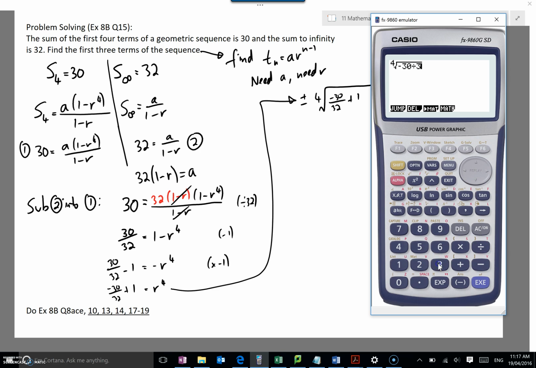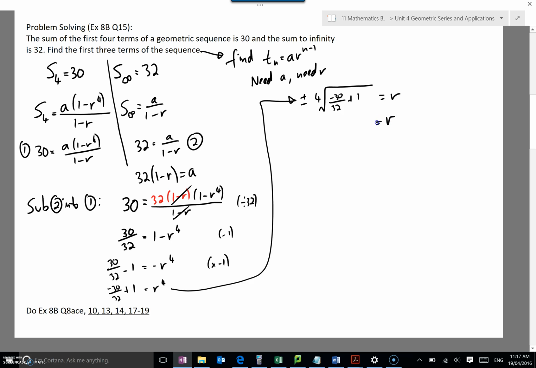Make sure you do it right. Remember, we don't put the plus and minus in our calculator. We'll just get this result of a half and know that it's plus or minus. So the r value can either be plus or minus 0.5. So we're going to end up with two streams when we're finding a: the r equals 0.5 stream and the r equals minus 0.5 stream, and see what happens.